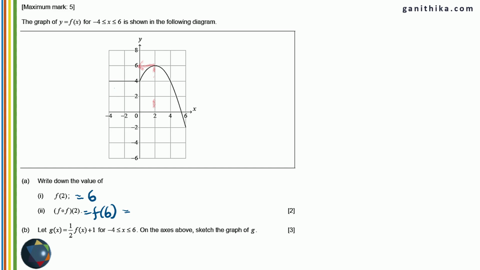On the graph, f of 6 is here, which is negative 2. Therefore, f of 2 is negative 2. These two questions are very simple. It's easy 2 marks from here. But question B is a transformation question.